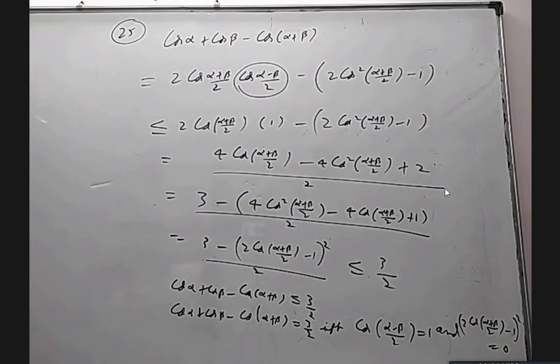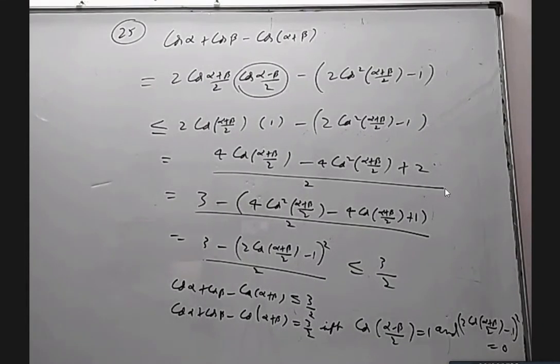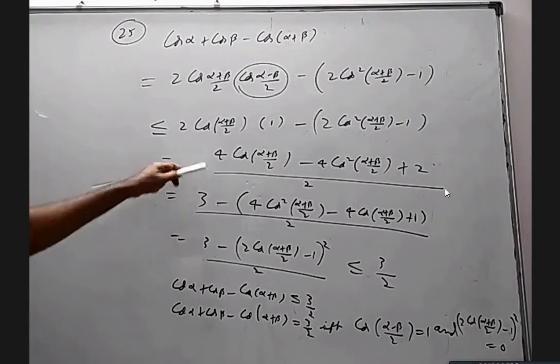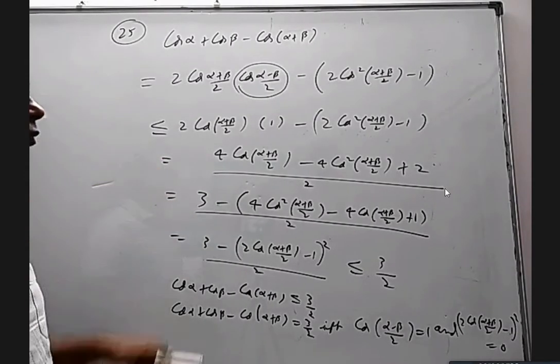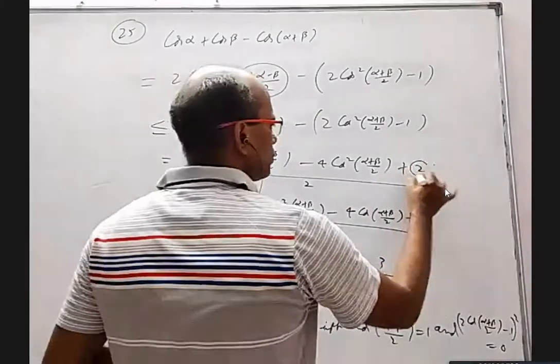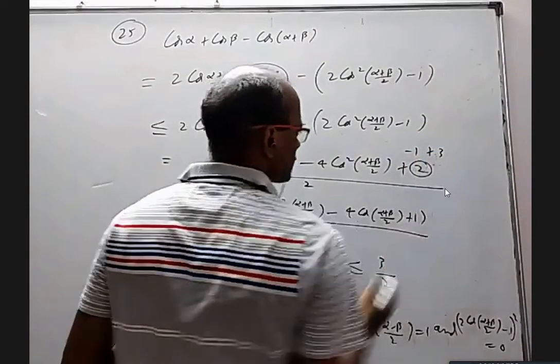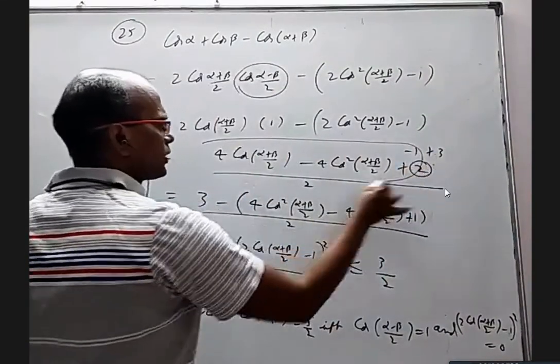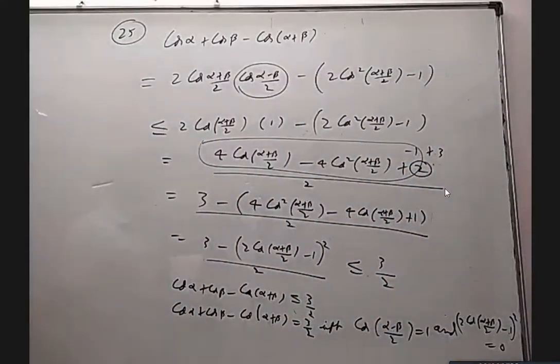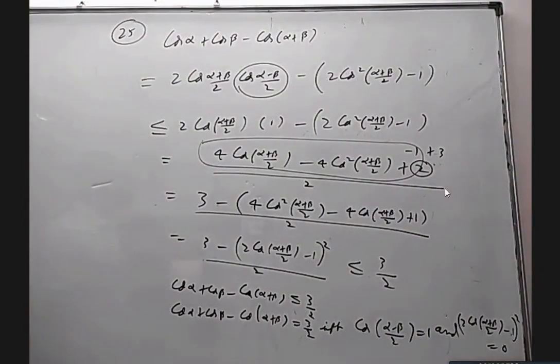Sir, can I ask one small doubt? Yes, tell. Sir, in the 4 cos alpha plus beta by 2 step, the third step from top, after that you took 3 out. Okay. I wrote 2 as minus 1 plus 3, and then from these things I took minus cos. Okay, sir. Now I got it.